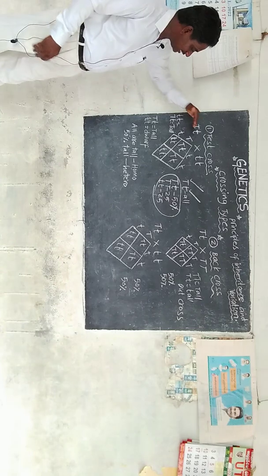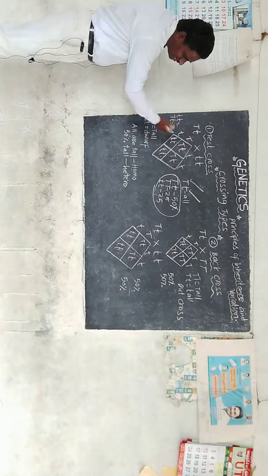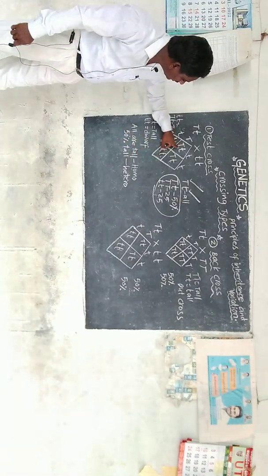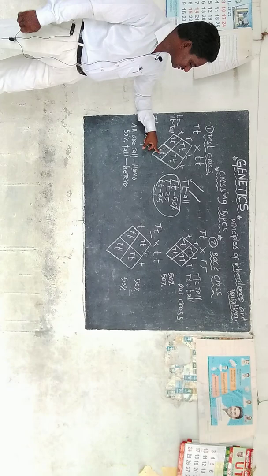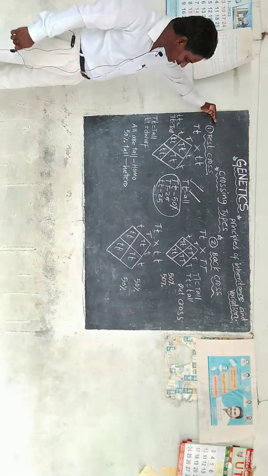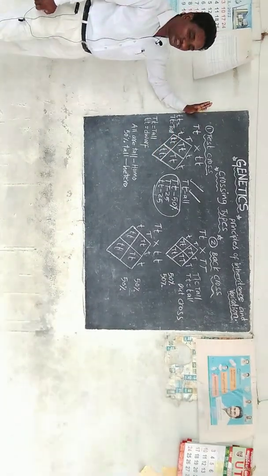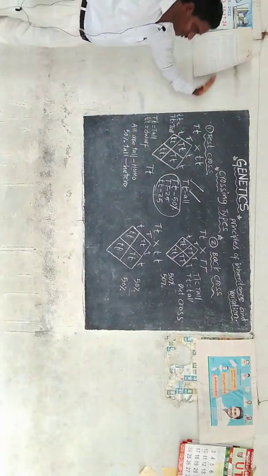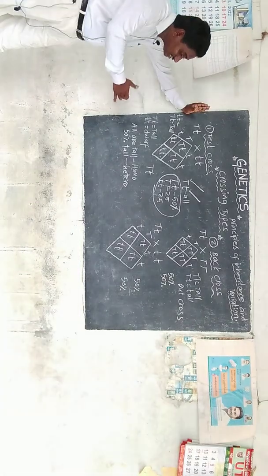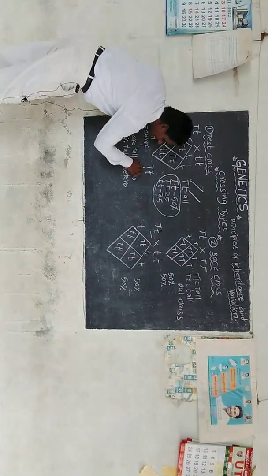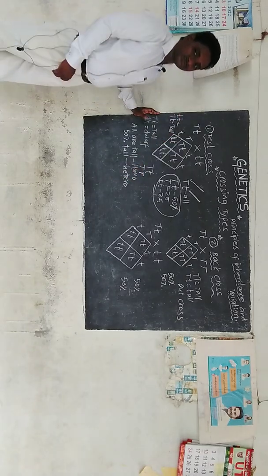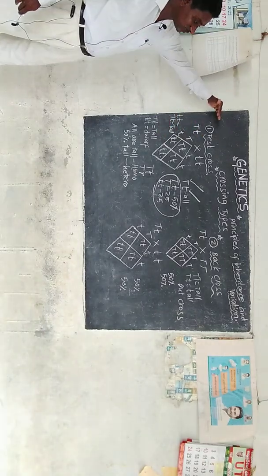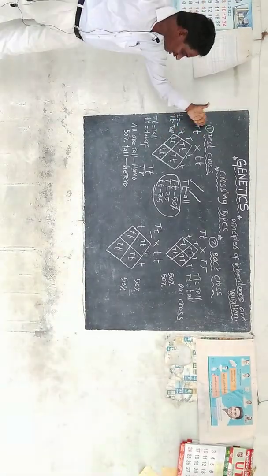This is called the test cross. We can understand from the result: here only 50% are tall and 50% are dwarf, so the parent is heterozygous, capital T, small t. If all plants are tall, the parent is capital T, capital T. By observing the result of the test cross, we can find out who is responsible for the tallness of the plant. This is called the test cross.